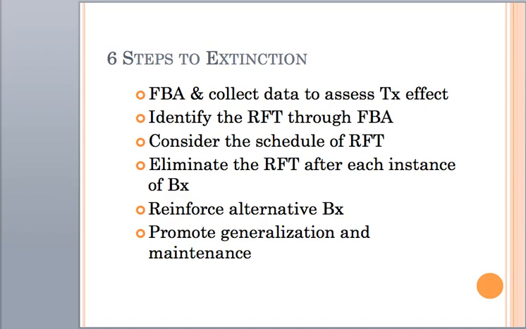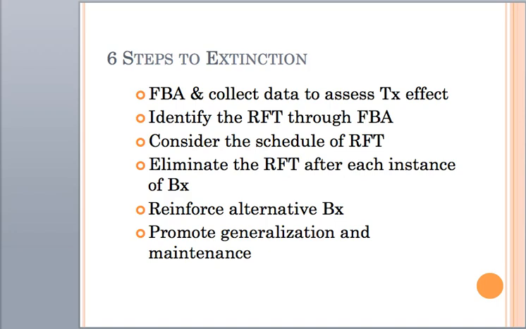And then finally, we want to make sure that we promote generalization. We'd like to see extinction of that behavior spread to other relevant settings and around other relevant people. So if you do the extinction, for example, at home, we'd like to see the misbehavior start to decrease at school, out on the playground. We'd like to see the behavior start to fall out in more than one location. You may actually have to train that generalization by going into those new environments and establishing an extinction protocol.